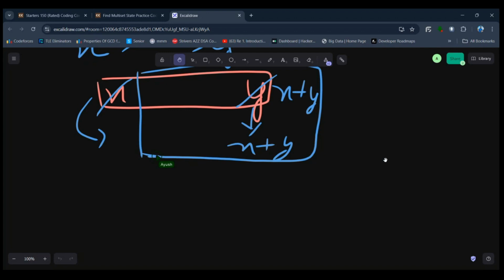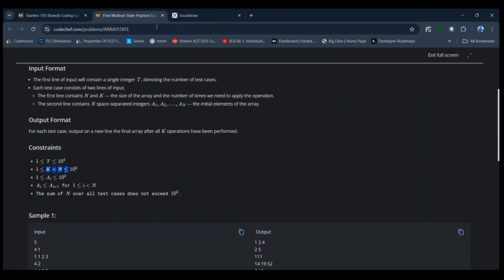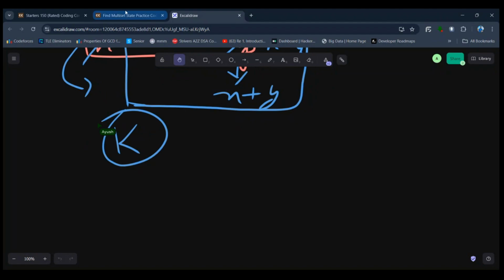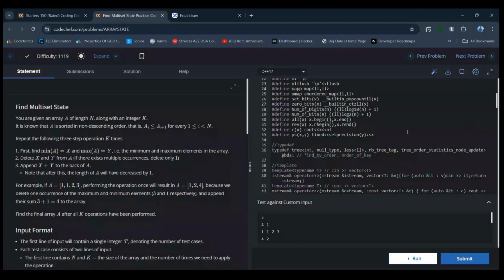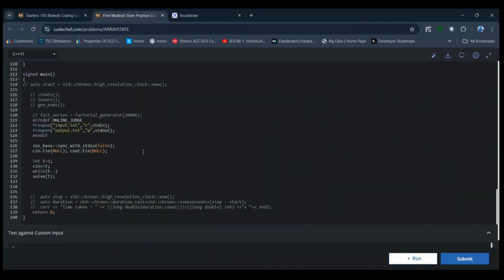So the question now becomes quite simple. You have to do it k times, and on seeing the constraints, k is less than n, so you can quite easily do it in O of n. If the approach is clear to you, we can discuss the solution. The solution is quite simple.